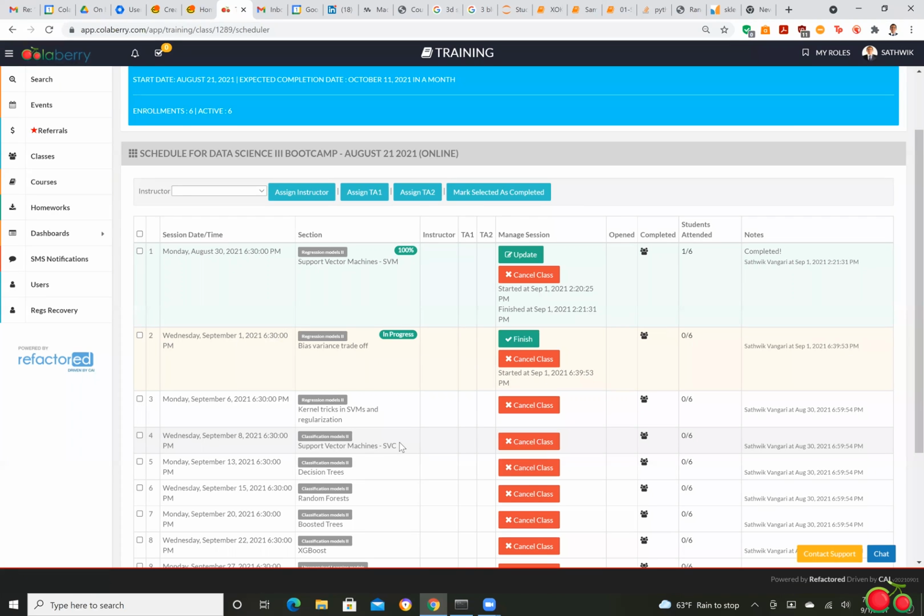We'll see one and we'll try to do one. Okay. And again, the next class is kernel tricks. We will discuss more about applying support vector machines there. We will do bias variance. We'll try to cover the bias variance trade-off as well today.